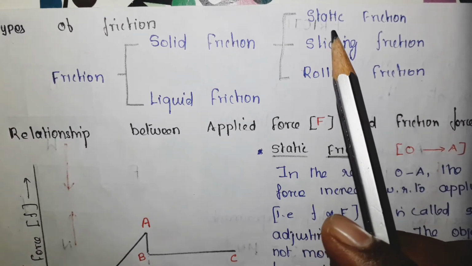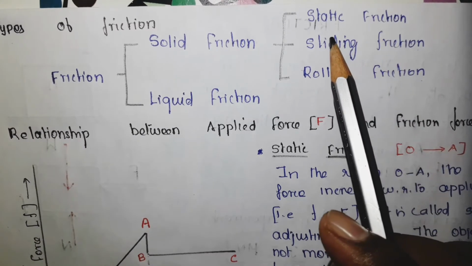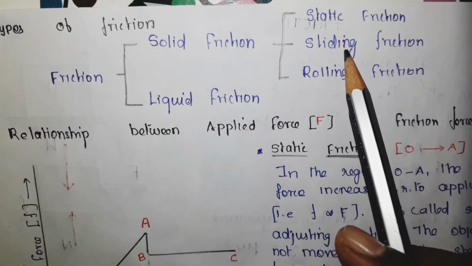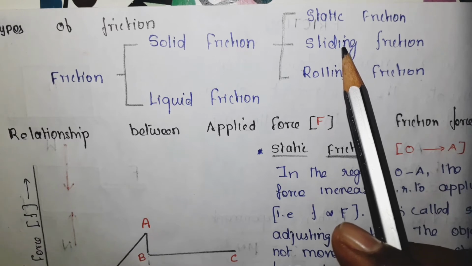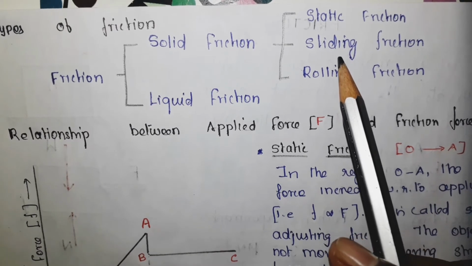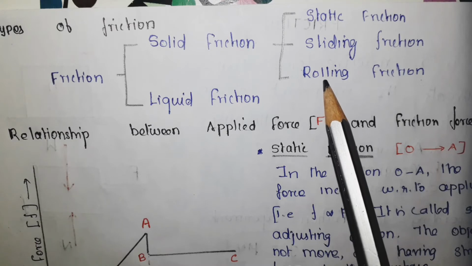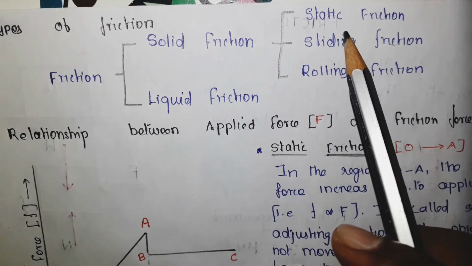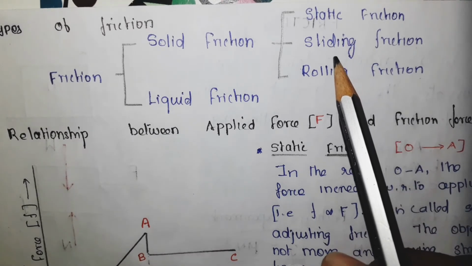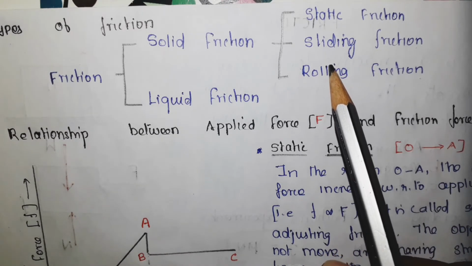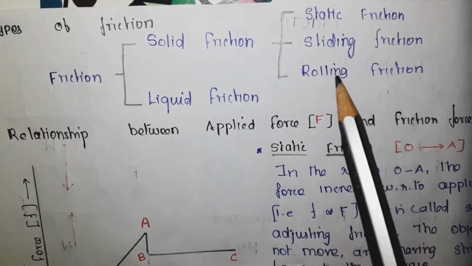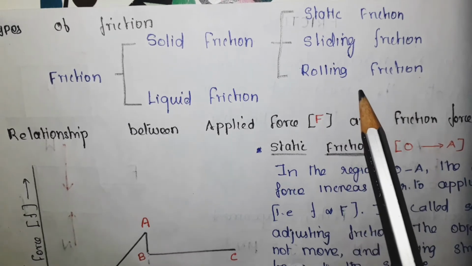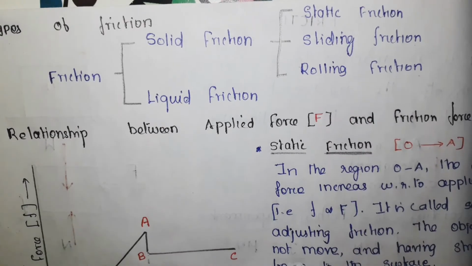In static friction, the object does not make a move. Okay, the object will remain stationary. In sliding friction, there will be an area contact between the two objects. In rolling friction, there is a line contact. So among these three, static friction will have high magnitude, and next is sliding friction, which has less magnitude than static friction but higher than rolling friction, and rolling friction will have the least magnitude when compared to these two.